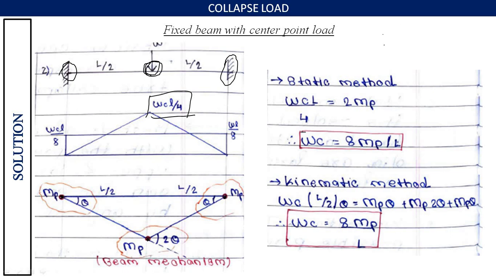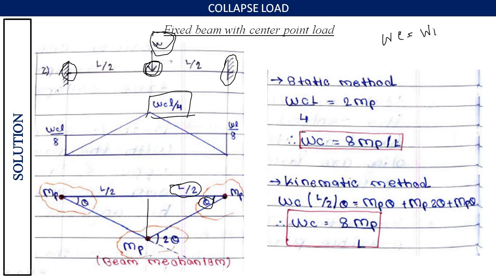WE is equal to WI. So due to load WC, the deflection delta will be created. What will be the deflection? The value of deflection will be L by 2 into theta. So due to external work it will be WC into L by 2 theta, so WC L by 2 theta.